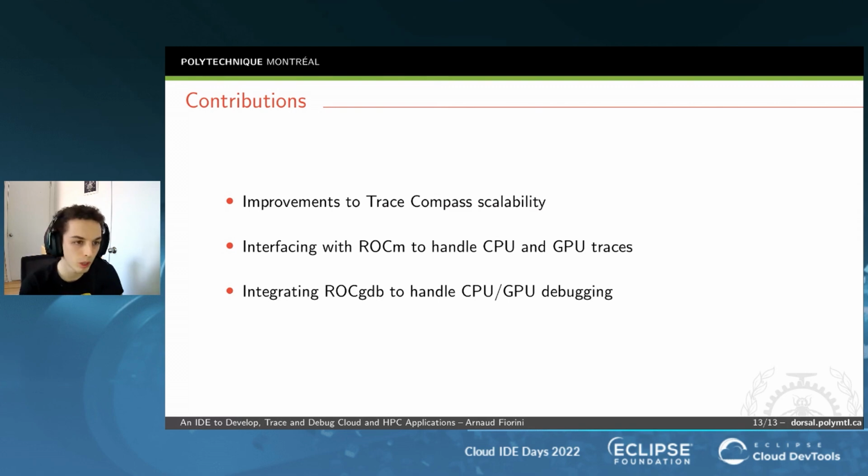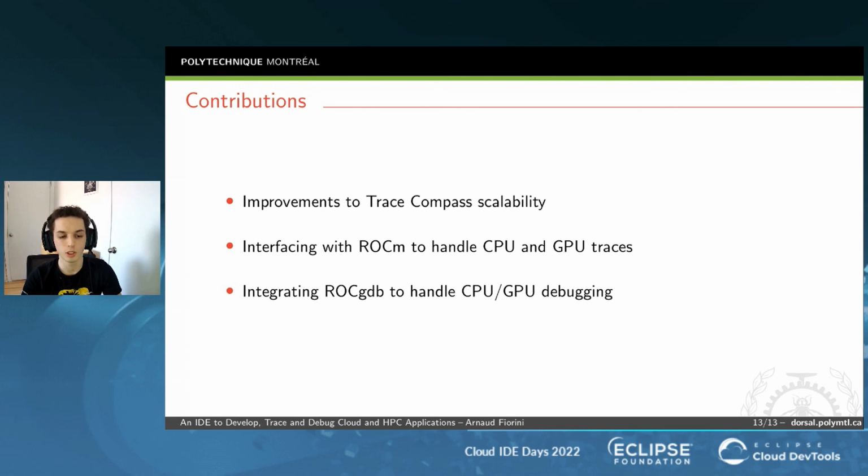So to conclude, we have 3 main contributions. One of them is to improve Trace Compass scalability by implementing all the different features that I talked about just before. Another is interfacing ROCm to handle CPU and GPU traces, so we are able to look at HPC applications and understand better what happened and how to improve on the performance.